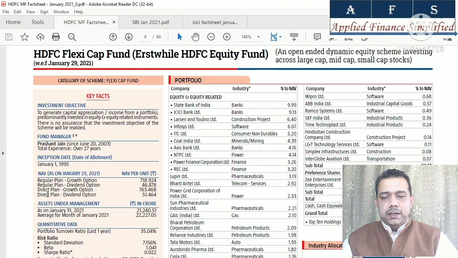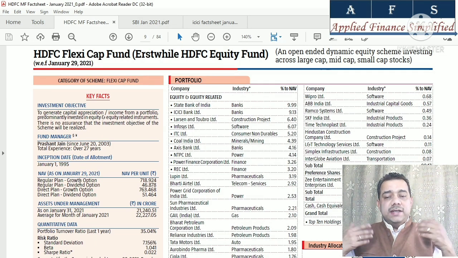Now since this is clear, let's understand the growth option and the dividend option. Dividend option means that the fund regularly gives dividends to its shareholders. So since the fund gives dividends to its unit holders, the NAV will obviously be lower. And the growth option is a category where the dividends are not given, but the dividends are reinvested.